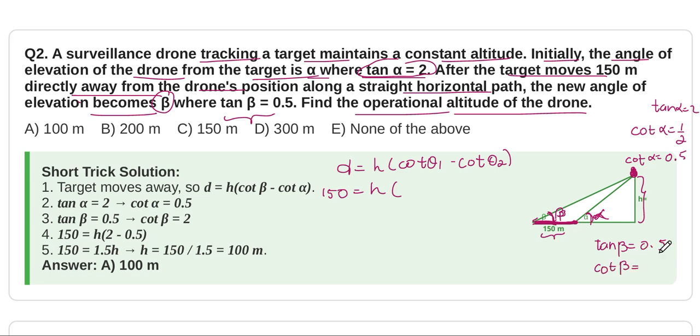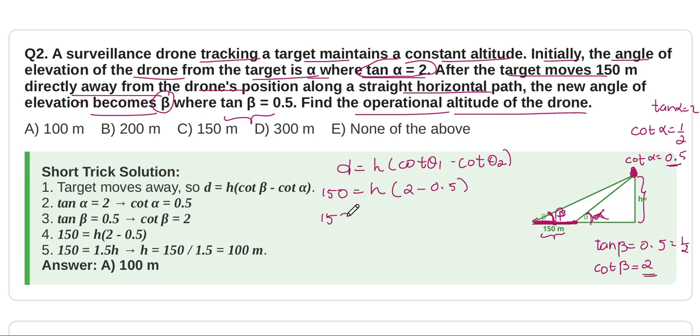Which is 0.5, means 1 by 2. So the reciprocal of 1 by 2 is 2. Okay, so which is the maximum value? 2, and the minimum value is 0.5. So we'll subtract maximum minus minimum, so 2 minus 0.5. Okay.